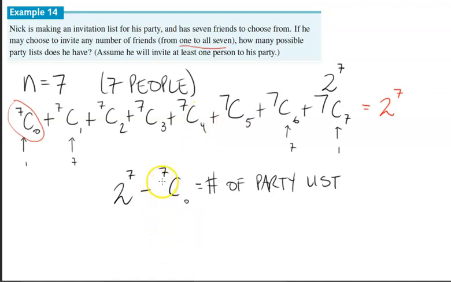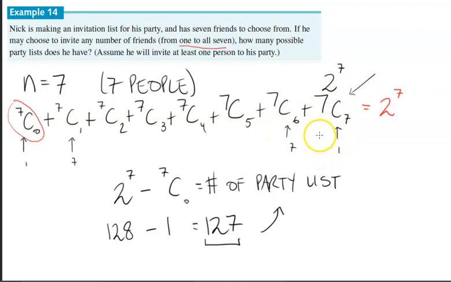So 2 to the power 7 is just 2 times 2 times 2, itself 7 times. This is equal to 128 minus this one possibility that we're excluding, so 127. So there's 127 possible party lists that Nick can have based on 7 people to choose from. Now, which one he decides to go for, I'm not too sure. Hopefully he goes for this one, because the more people at the party, the merrier. But what we do want to get is to this answer.